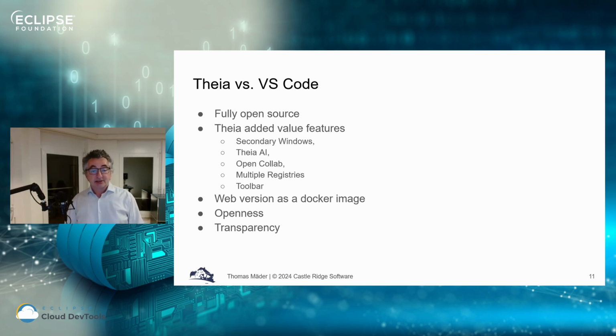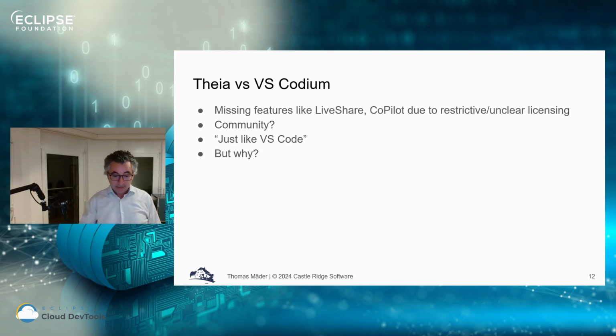Then let's compare Theia to VS Codium. There are missing features like Live Share or Copilot in VS Codium, because many of the juicy new features are actually not implemented as VS Code source code, but they're implemented as extensions. And often those extensions have restrictive or unclear licensing. For example, Live Share, the way I read the licenses for VS Codium, and Copilot just redirects you to a page on the GitHub website, where for me it's pretty unclear whether you can use the service with non-Microsoft products or not.